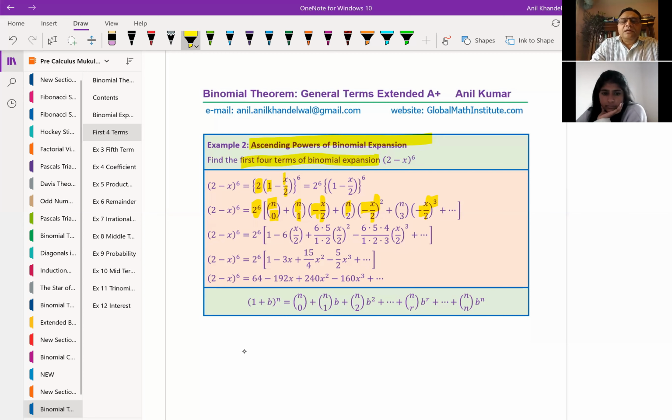Now it is very simple. Knowing the value of n, we know n is 6 for us. Substituting 6 there, we can calculate the values.